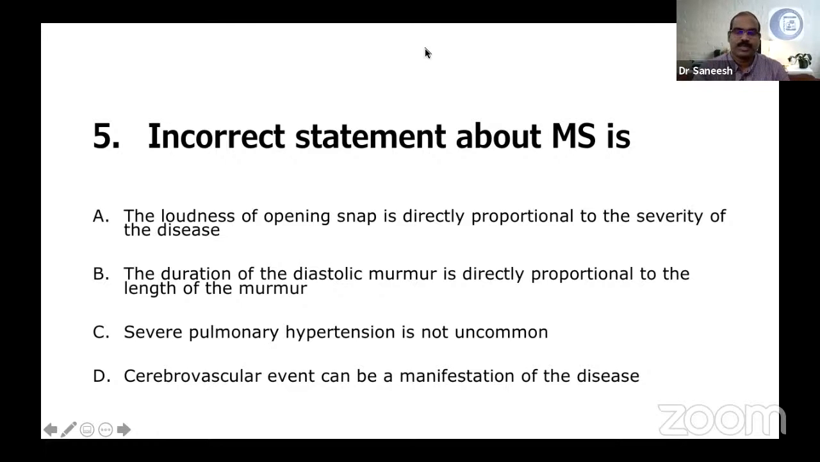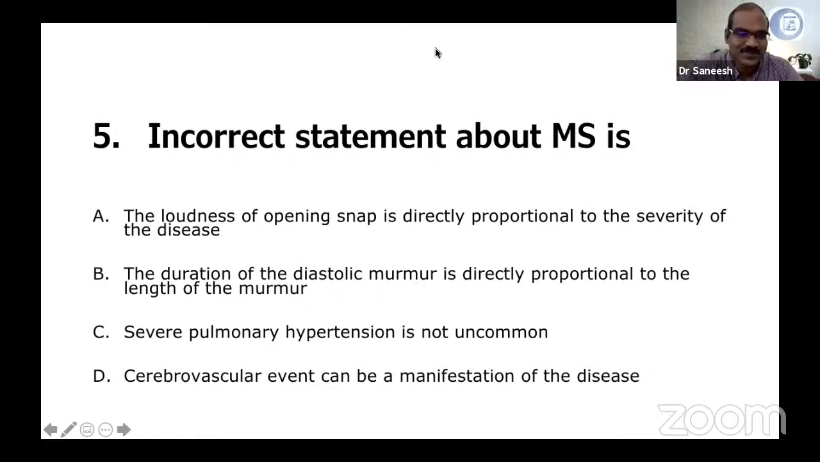I think almost all the postgraduates are ready with the mouse pointer. Yes, another 5 seconds, I'll close the poll if you want to answer. Almost 72% has answered already. Okay, we'll go to the results. 50% believes the answer is A and 31% believes the answer is B. No, there is no consensus in this answer.